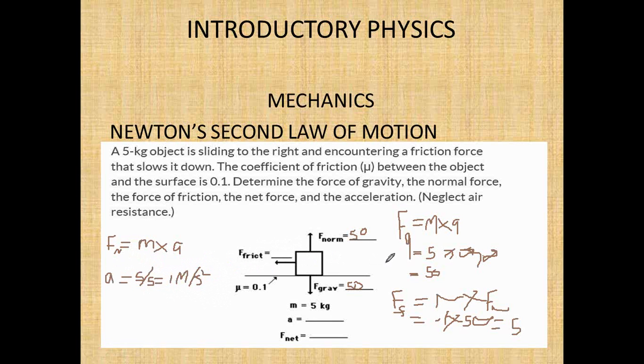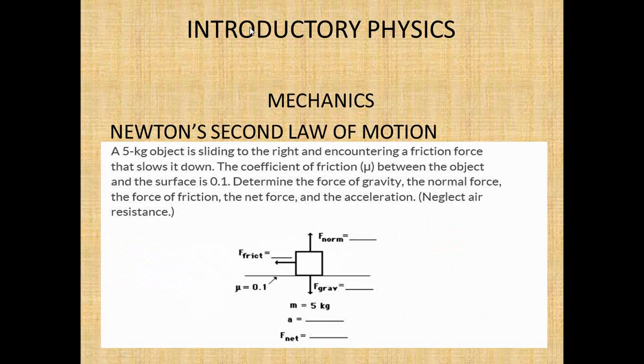This object moving to the right is slowing down because of friction. The net force is to the left, the acceleration is to the left. So if the object is moving to the right and the acceleration is to the left, that means it's slowing down. It's decelerating. So just by using Newton's second law, we can work out the motion of this object.